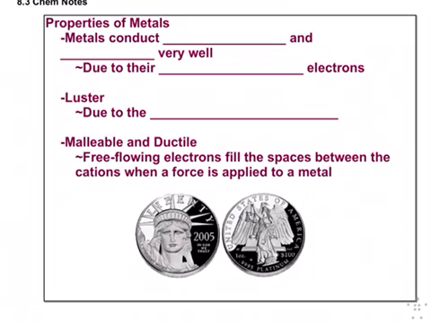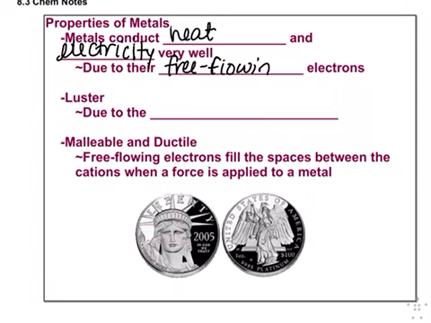So other properties of metals, we probably know this already, but metals can conduct heat and electricity very well. And this is due to their free-range electrons that are moving. Metals have that luster or that ability to look shiny. And this is due to their valence electrons getting excited and absorbing energy when light hits it.